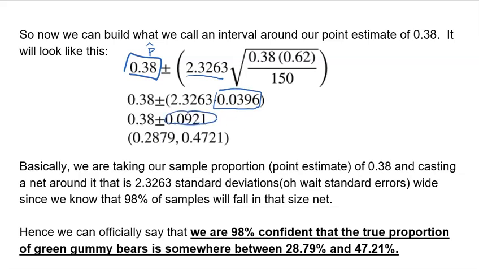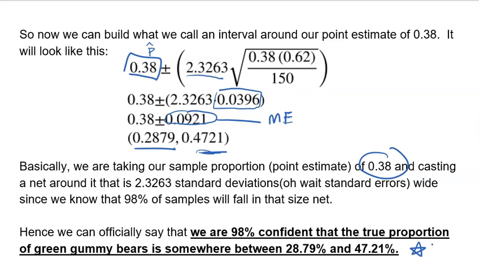And we actually have a name for that. That's called the margin of error, ME, margin of error. We'll talk more about that in a moment. So if I take my 0.38 and I go down 0.0921, I get about 29-ish%. And if I go up 0.0921, I get about 47%. So there's an interval. Now, here's the deal. The center of that interval was the truth, 0.38. I cast the net up and down 2.3263 standard errors. So now here's what I can conclude, and I have it bolded and underlined here.